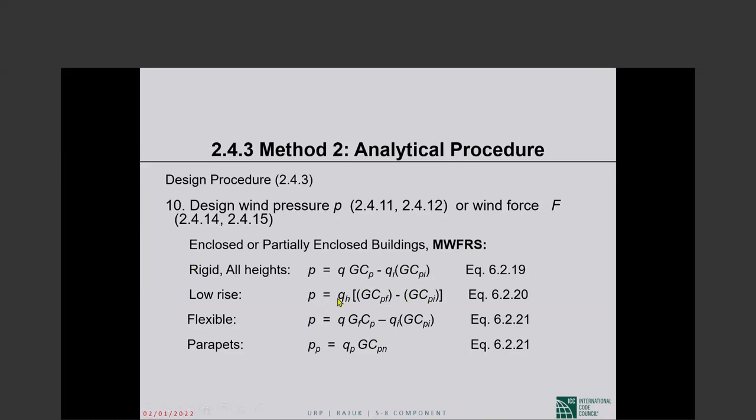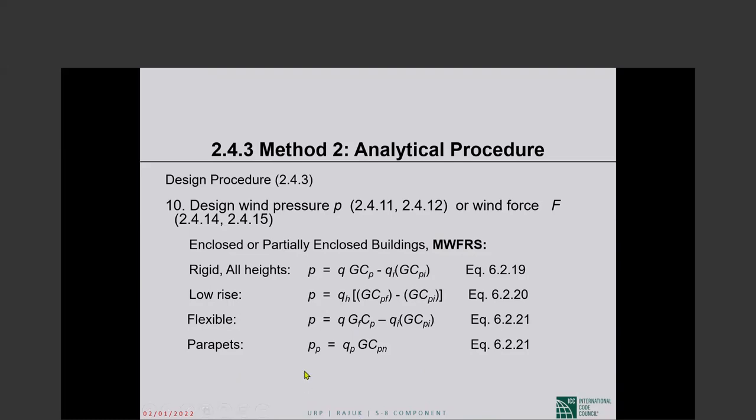There is no Q sub Z anywhere. It is Q sub H on all faces. And instead of G and C sub P separate, we are given G times C sub PF lumped together in tables. Okay. If it is a flexible building, then the G becomes G sub F, and that's about the only change. This is a calculated, remember, gust factor that will be very painful to calculate unless you have a spreadsheet or something in your design office.